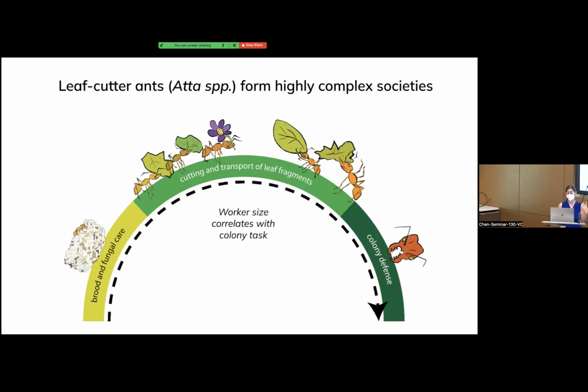So yeah, worker size tends to correlate with colony tasks along this mass range. And you see the skew distribution, which will come into play later, where there's mostly a lot of smaller workers and not very many of these larger workers.